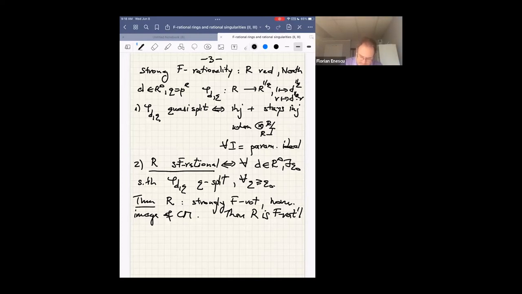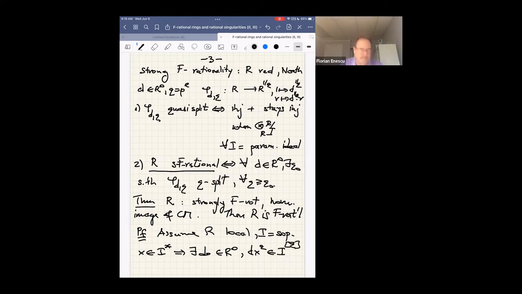So you can make a quick reduction and assume that R is local, and get to the case when I is generated by a system of parameters, okay? So now assume that you have something. I want to show that this ideal I is tightly closed. That would be enough, right? So let's take an element x in I star. What do we have? That there exists an element d in R naught such that d x^q belongs to I^[q]. Okay, well, if you take q-th roots here, it means that d^(1/q) times x is in I.